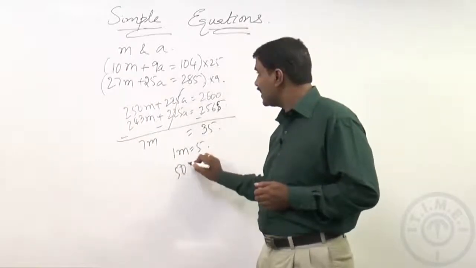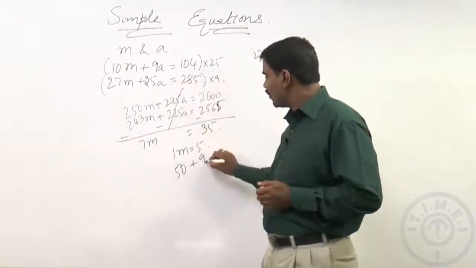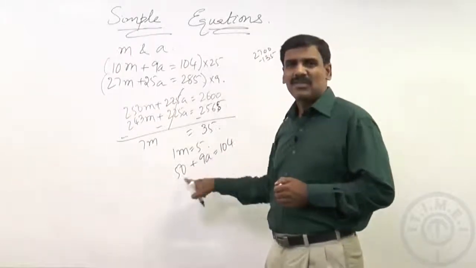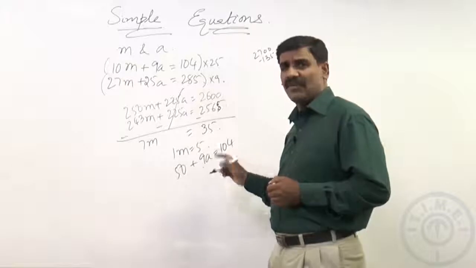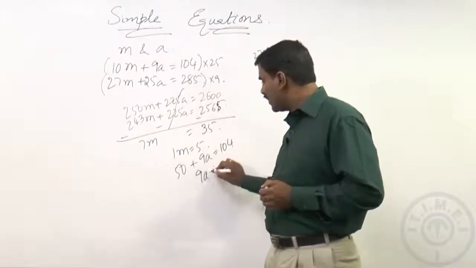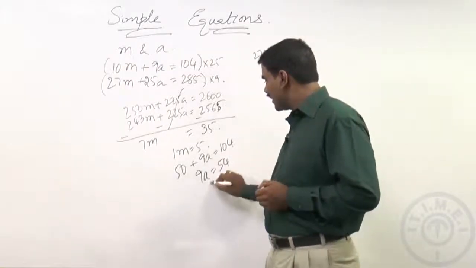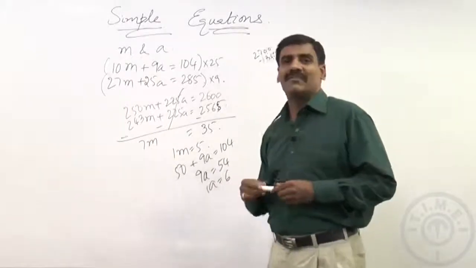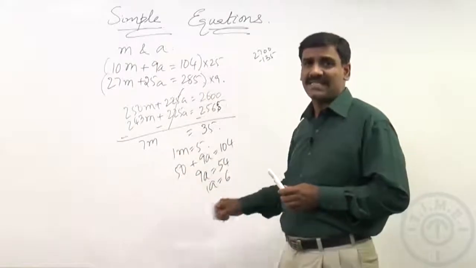If 1 mango is costing 5 rupees, we can say 10 mangoes cost will be 50. So 50 plus 9a is equal to 104. Or in other words, 9 apples cost is 104 minus 50, 54 rupees. So if 9 apples is costing 54, we can say 1 apple is costing 6 rupees. So 1 mango costs 5 rupees and 1 apple costs 6 rupees.